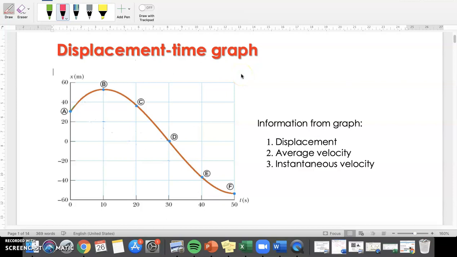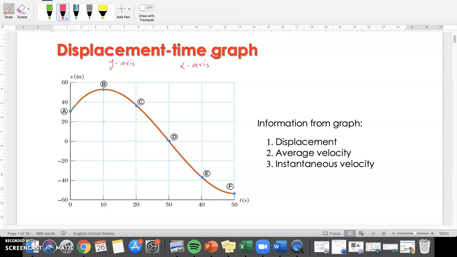So we are going to cover chapter 2.2, which is graphical representation of motions. And we are going to take a look at our first graph, which is the displacement time graph. From the name itself, we can already tell that displacement should be on the y-axis and time should be on the x-axis. I haven't looked at the graph, I'm just looking at the name, I haven't cheated.